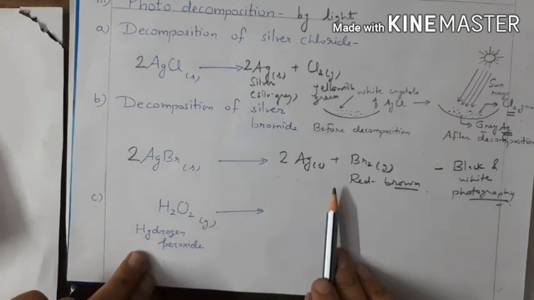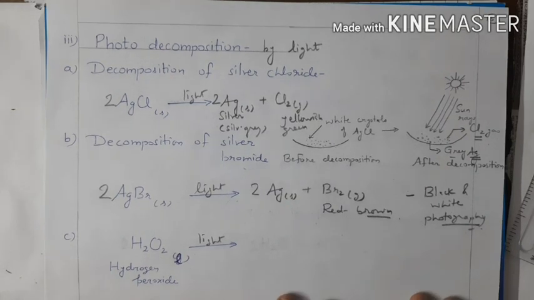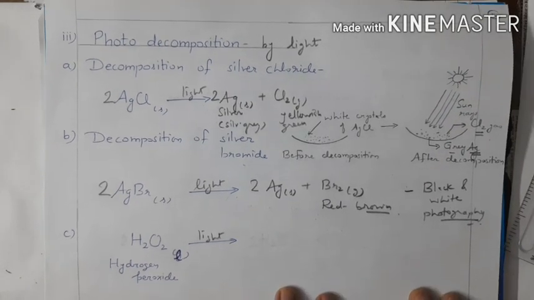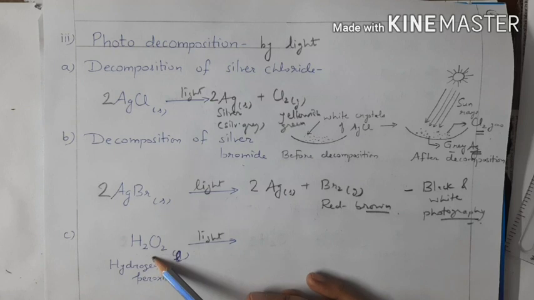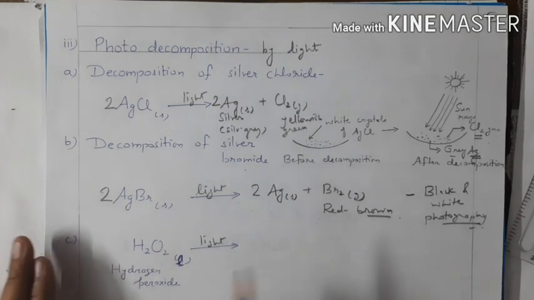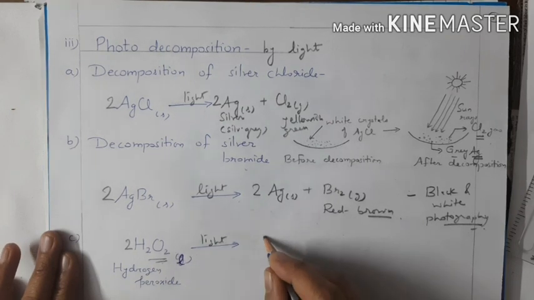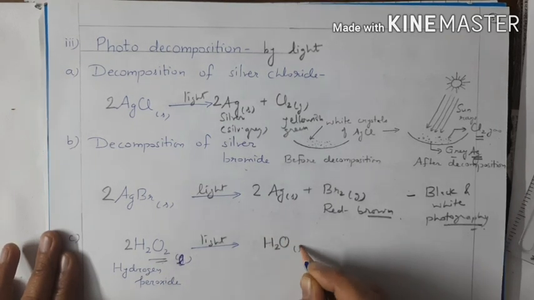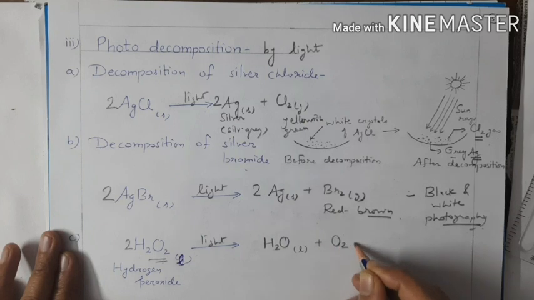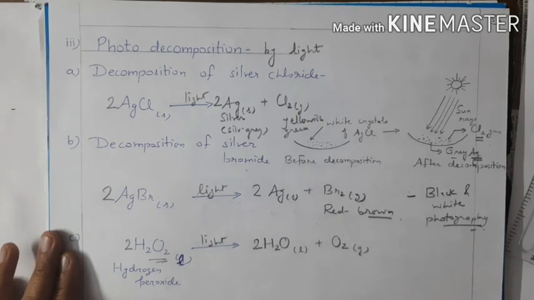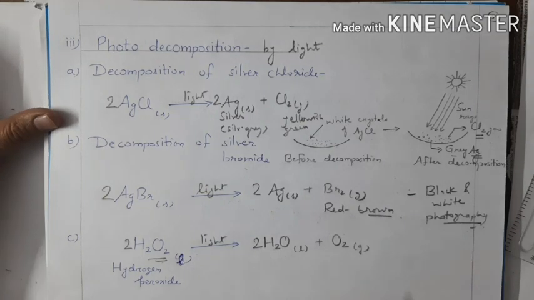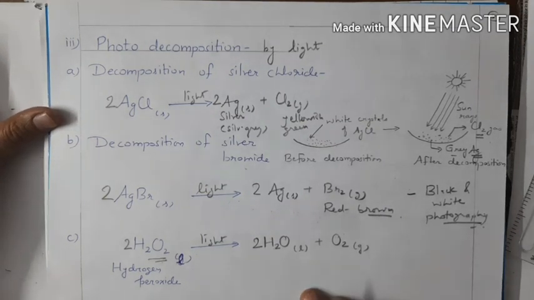Another example of photodecomposition is the decomposition of hydrogen peroxide. Hydrogen peroxide, H2O2, when placed in light, decomposes to form water and oxygen gas is evolved. This is the reason why it is placed in dark colored bottles so as to cut off the presence of light. So these were the examples of photodecomposition reactions.